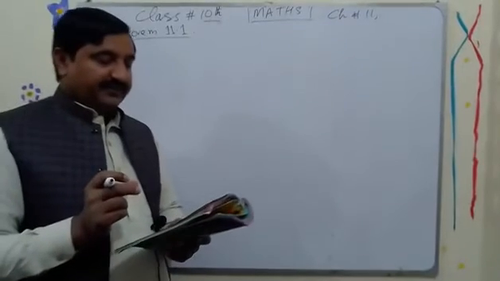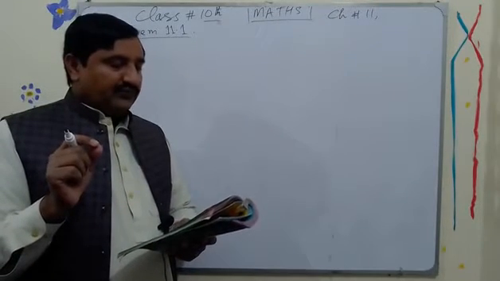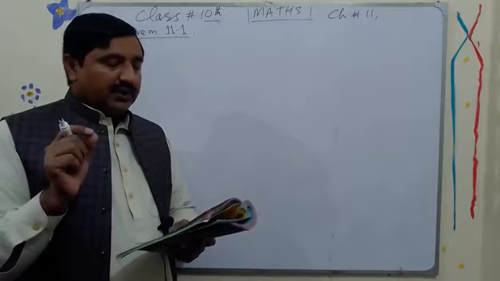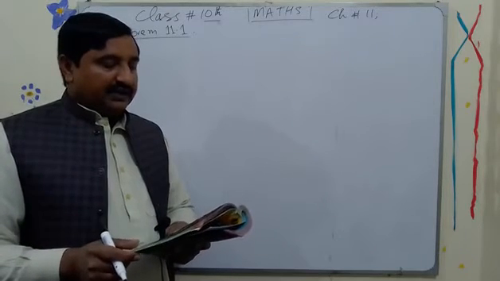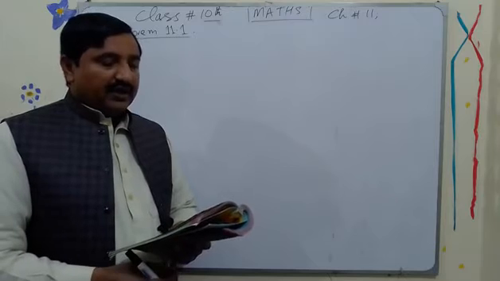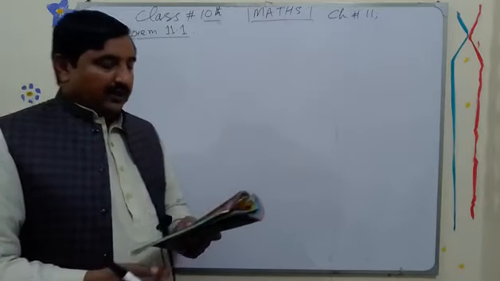Boys, today we will discuss chapter 11 of class 10th, theorem 11.1. If two arcs of a circle (within brackets it is written: of two congruent circles) are congruent, then the corresponding chords are equal, right? Then the corresponding chords are equal.